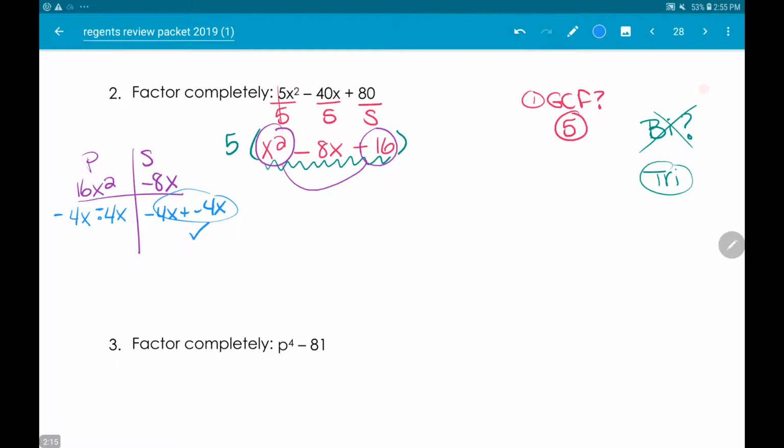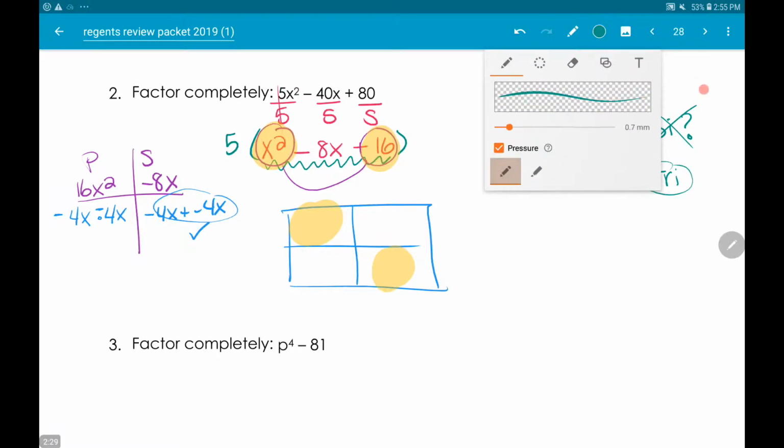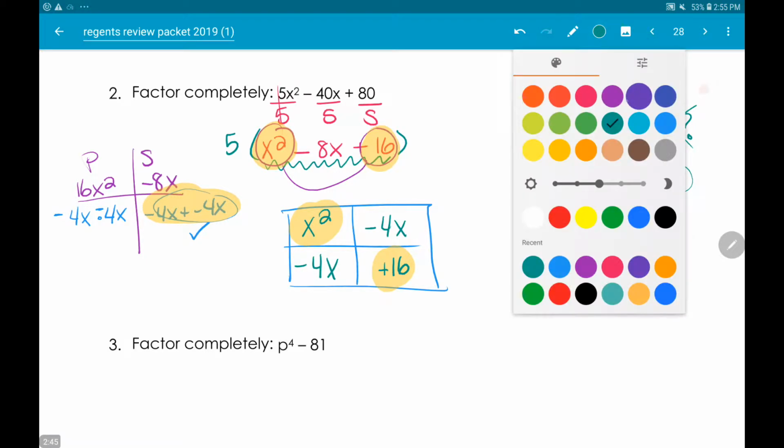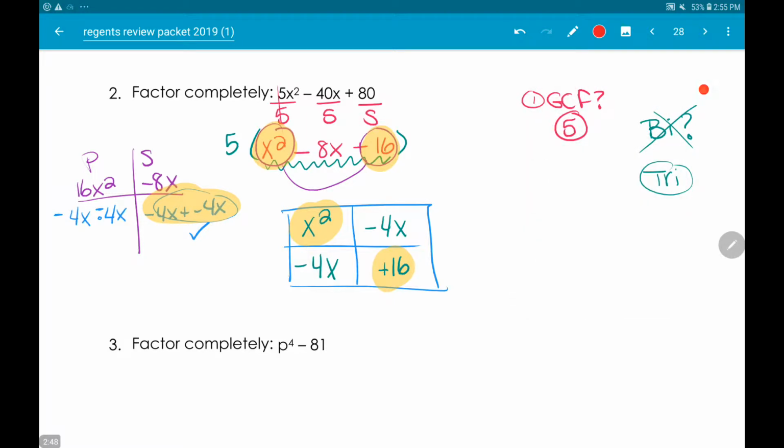When I am putting it in the box, my first term is going to go in my first box, and my last term in my last box. And then my middle terms are coming from the numbers that I got off my product sum chart. Okay, and now I'm going to go ahead and factor. So x times x gets me x squared. Negative 4 would be missing here, and negative 4 there.